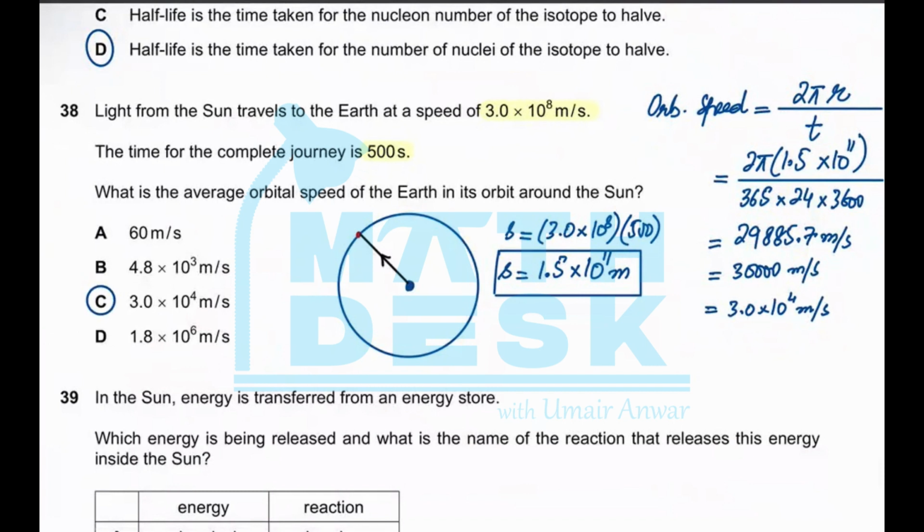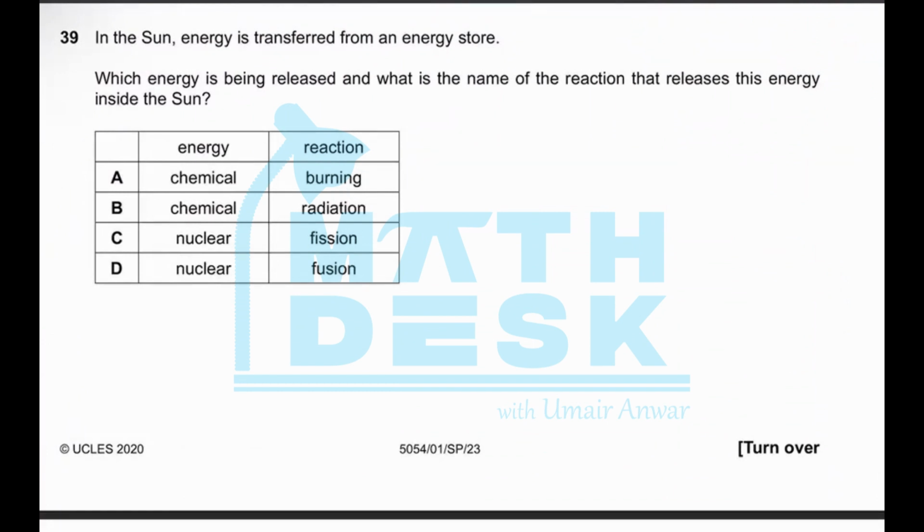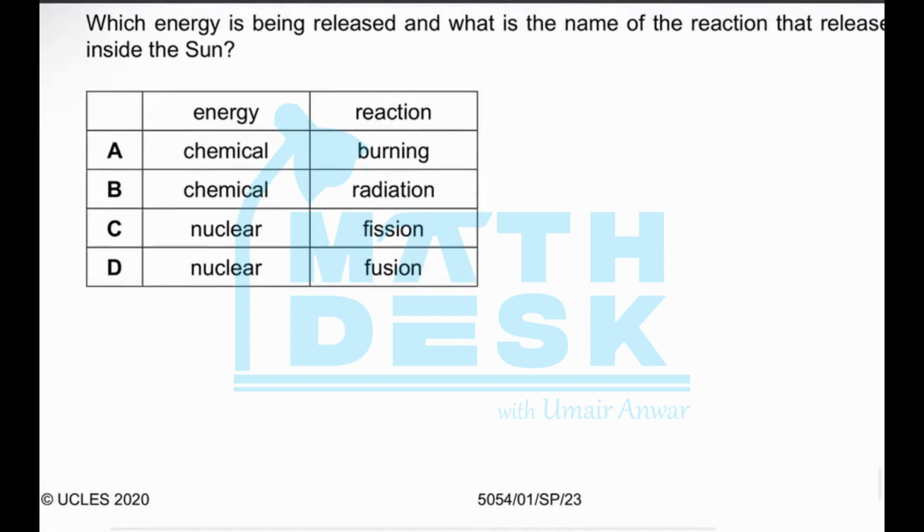So this was the question from space physics where the orbital speed of the Earth was to be found out. Question number 39. In the sun, energy is transferred from an energy store. Which energy is being released and what is the name of the reaction that releases this energy inside the sun? So inside the sun, fusion reactions take place where two nuclei of hydrogen combine and form a larger nucleus, and this energy is the nuclear energy. So option D, nuclear energy and fusion, is the correct answer for this part.